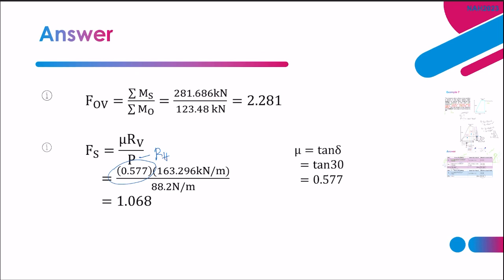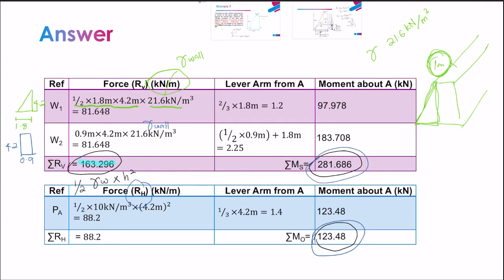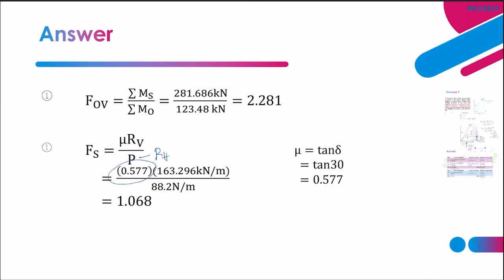And the value of RV, just take it here, 163.296, and the value of P or RH is 88.2, here. So solve it and you get 1.068. Leave it like that. We don't have anything to compare.